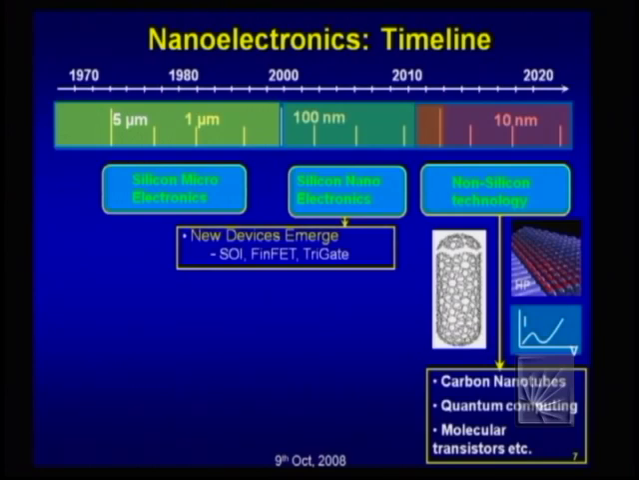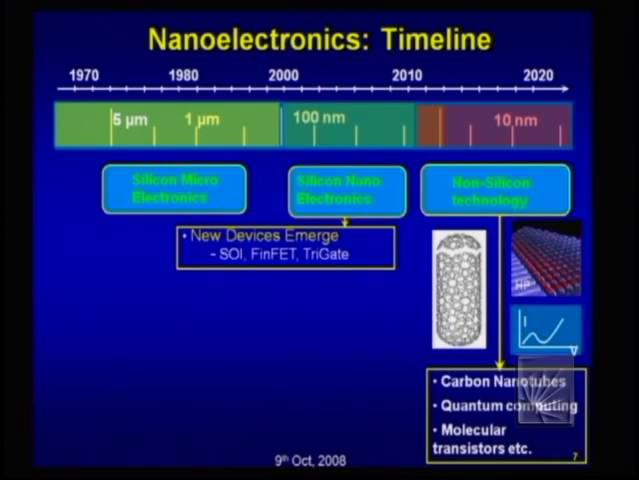Now gradually the transistors have been scaled down, and we have moved from silicon microelectronics to silicon nanoelectronics. By nano, we mean the basic feature size of the transistor has been scaled down below 100 nanometer. The minimum feature size of the transistors, which is indicated by the minimum size you can etch in the process technology, has been scaled down below 100 nanometer, and that has happened somewhere around 2000. So we have moved from micro to nano.